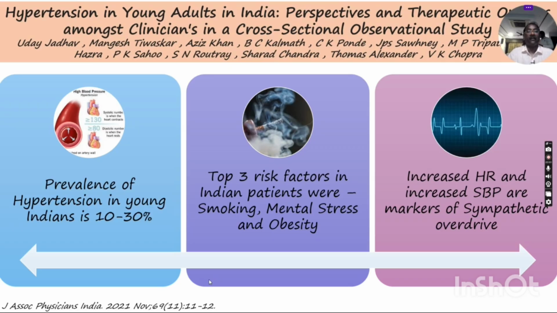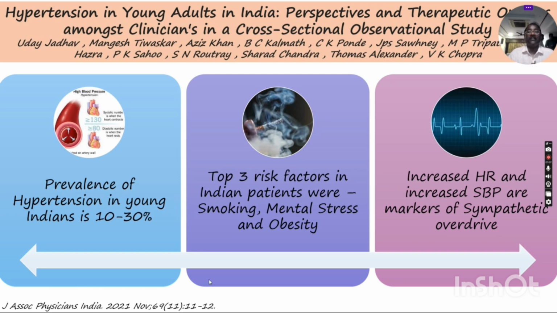See, this is hypertension in the young adults. The prevalence of hypertension in young Indians is about 10 to 30%. Top 3 risk factors in Indian patients were smoking, mental stress, and obesity. See, these are the lifestyle disorders.